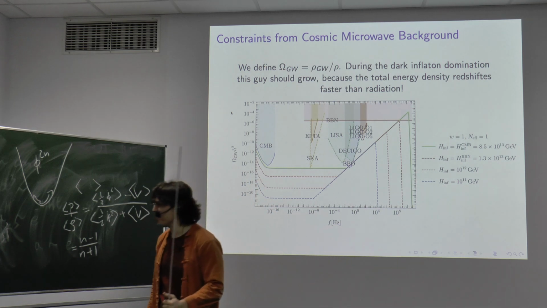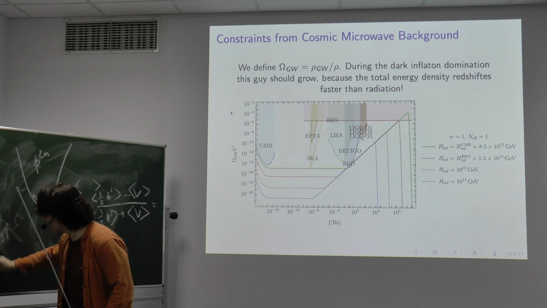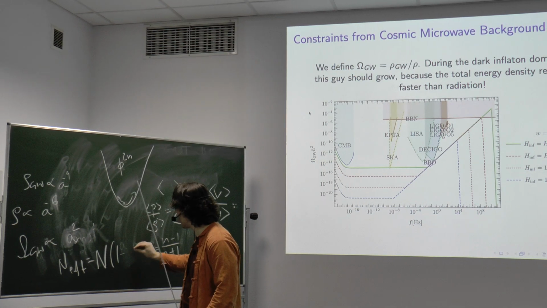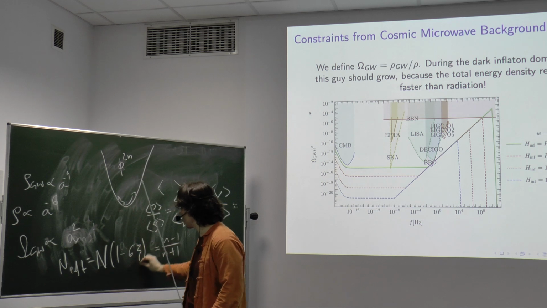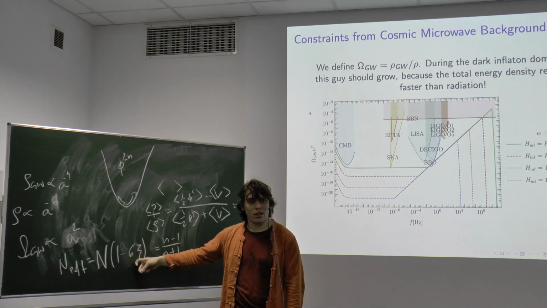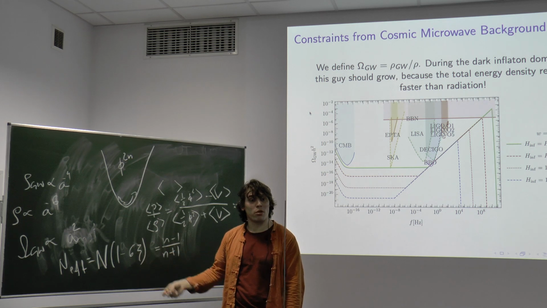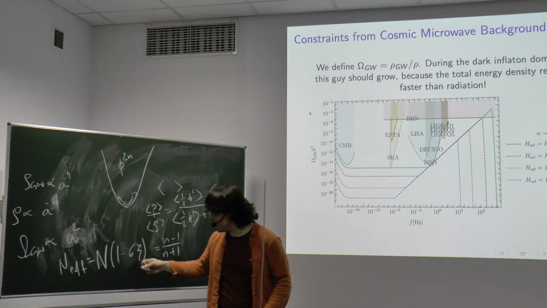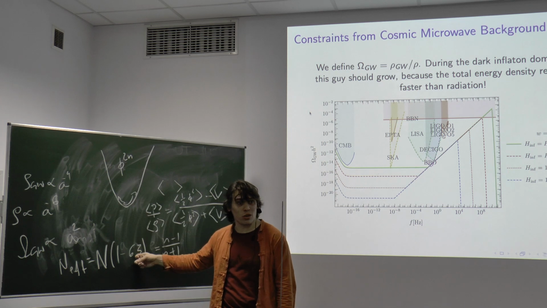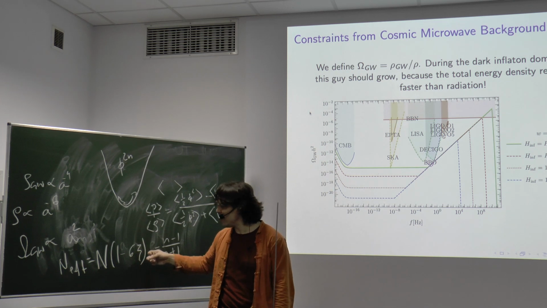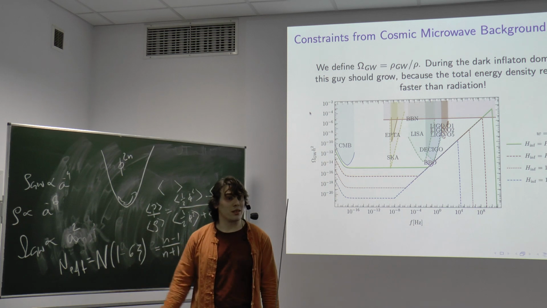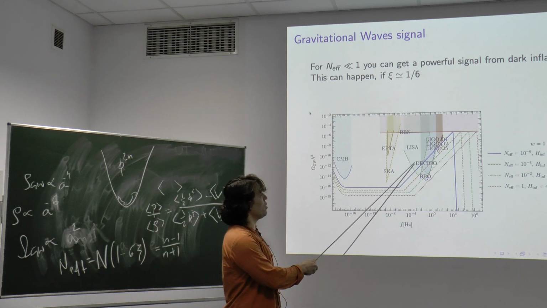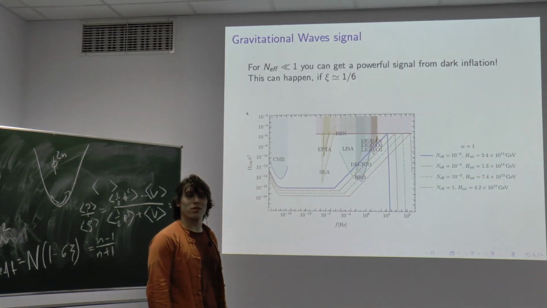This is actually hard to imagine, but let's say N effective is the number of scalar fields, 1 minus 6 xi, where xi is the non-minimal coupling to gravity. If xi is equal to 1 divided by 6, this is a conformal coupling, and then no particles are being produced. So you can assume that your xi is quite close to 1 divided by 6. And then this number can become much smaller than 1. And what happens? Well, then you can actually totally measure the primordial gravitational waves in future experiments.